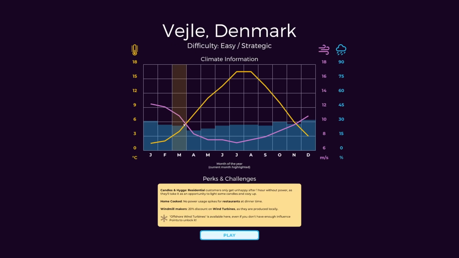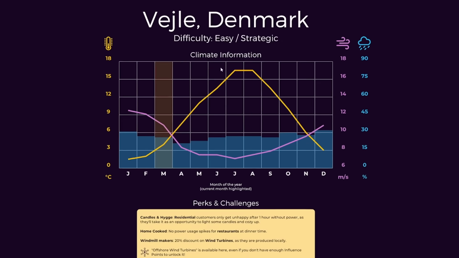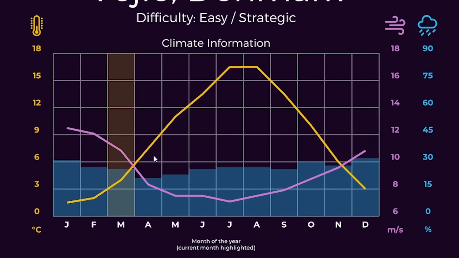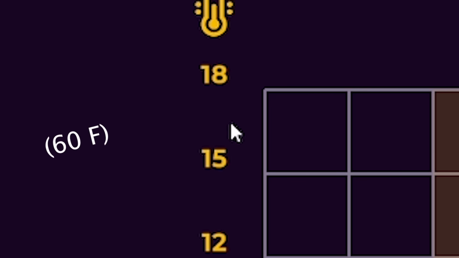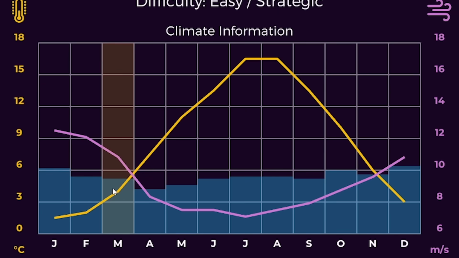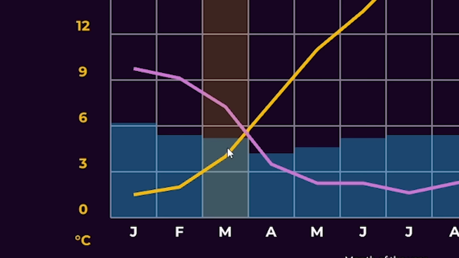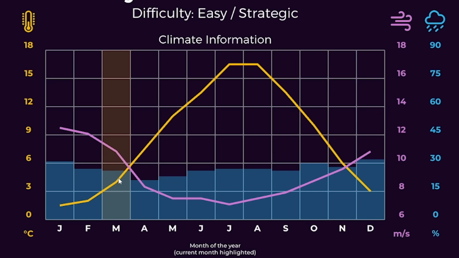So we're in Denmark. This is the power grid map graph thing. You can see they have cold winters, hot summers. Well, not very hot, like 16 degrees. It's like colder than England. We're currently in March, so temperatures are pretty low, between 4 and 5 degrees. It's fairly windy and a little bit wet.